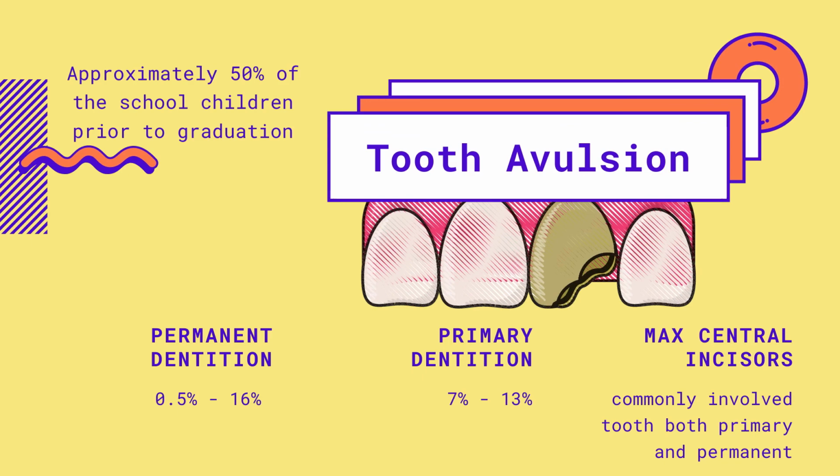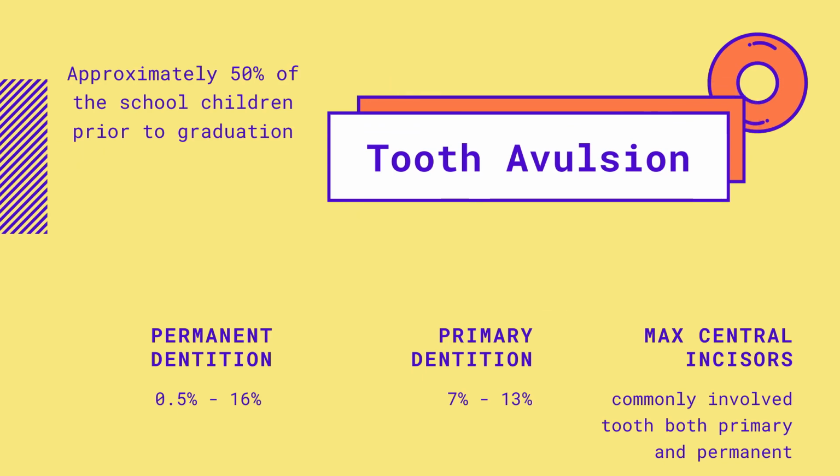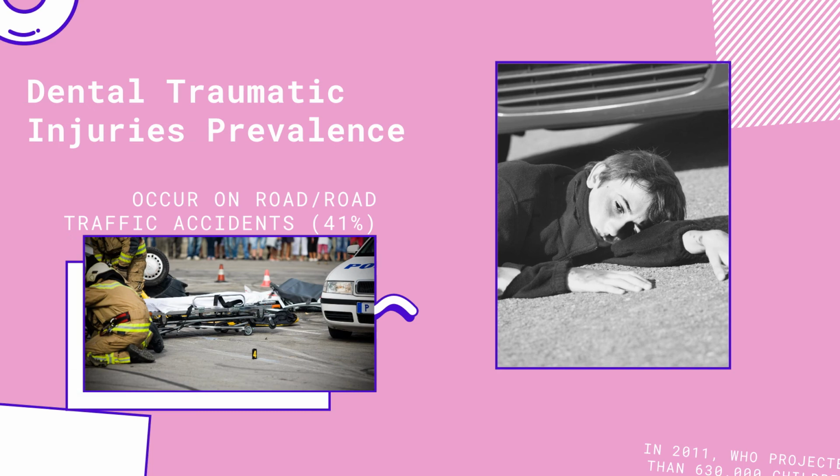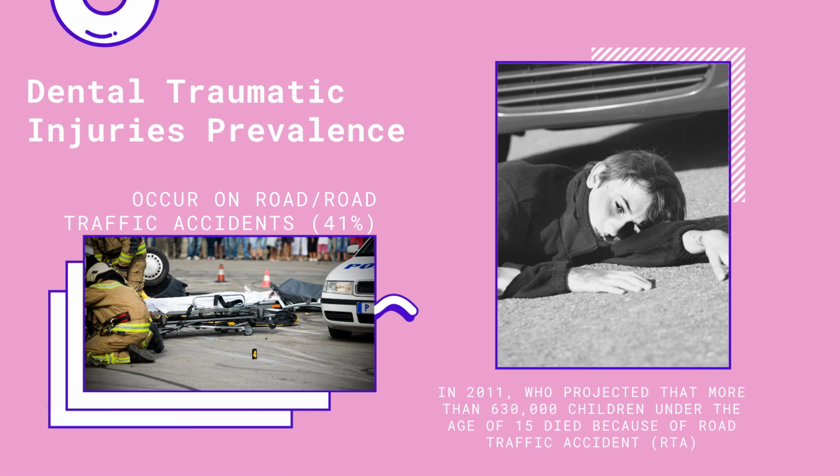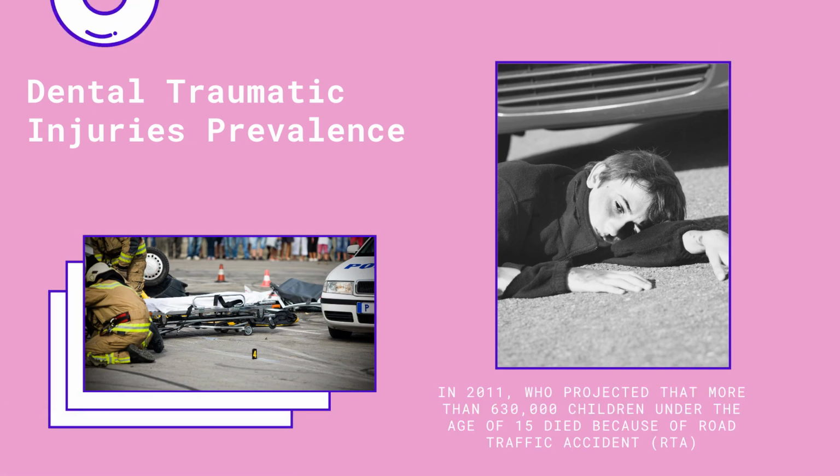0.5 to 16% occur in permanent dentition, while 7 to 13% in primary dentition. Maxillary central incisors are most commonly involved, for both primary and permanent. Prevalence of dental traumatic injuries: 41% occur on the road, or what we call road traffic accidents. In 2011, WHO projected that more than 630,000 children under the age of 15 died because of road traffic accidents.